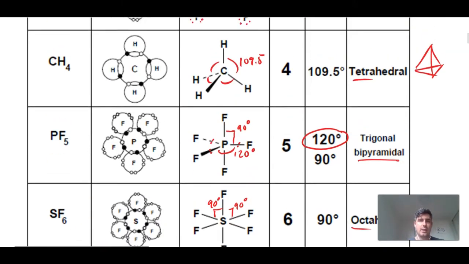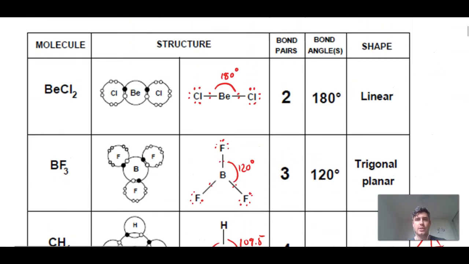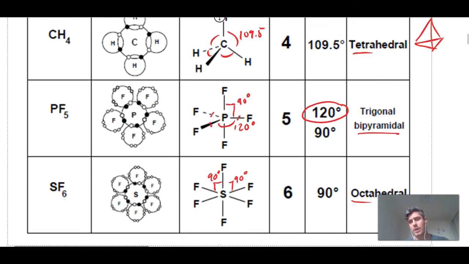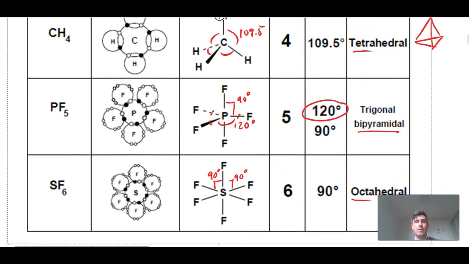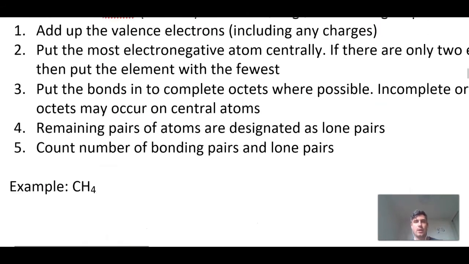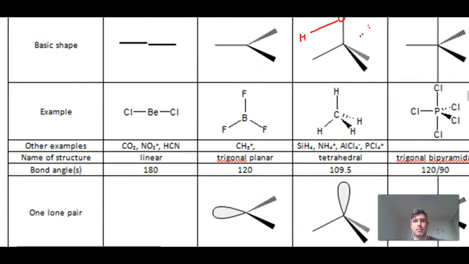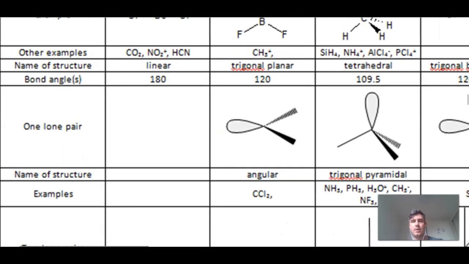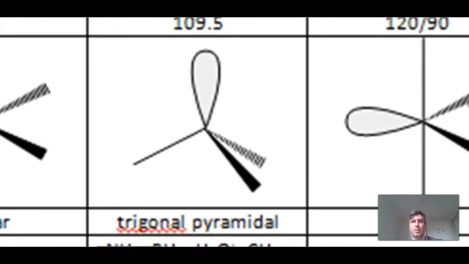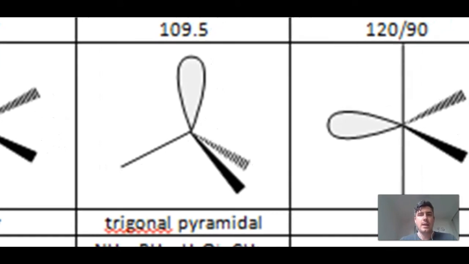Now all of these examples do not have lone pairs on the central atom. So when you have lone pairs on the central atom, it gives rise to a whole new set of structures. So if we go down now to look at some examples of that, if we look at when we have one lone pair and 3 bonding pairs, we end up with what we call a trigonal pyramidal. So an example of this would be NH3.